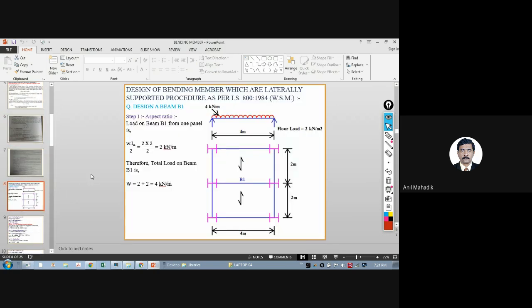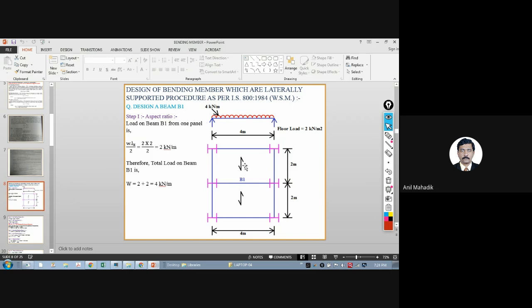Now let's take one example here. Let's say we have a structure like this. Six columns are there, and they are connected by the beams. It can be, say, one room of 4 meter width. This 4x4 room is there, with 6 columns and one beam here, and there is a load which I can assume to be floor load. Let's say this floor load is 2 kilonewton per square meter. Our problem is the design of a bending member which is laterally supported.